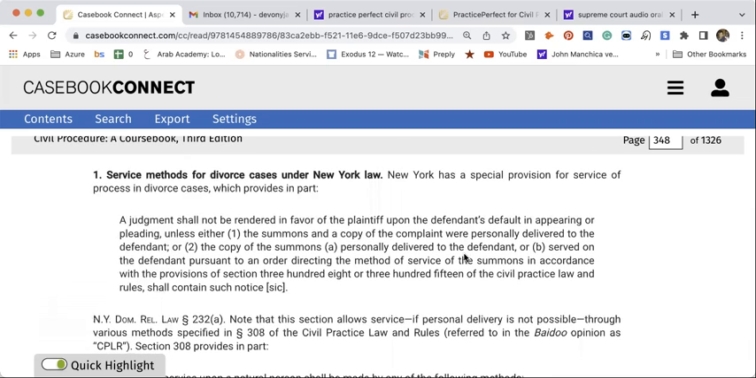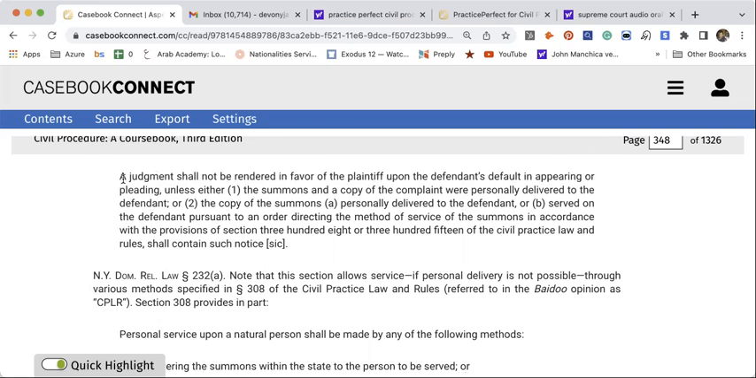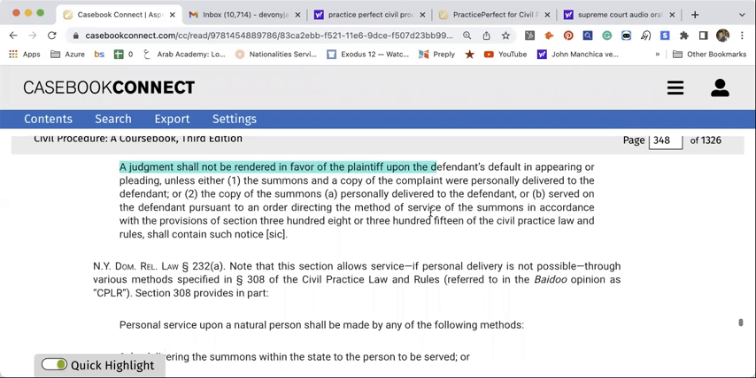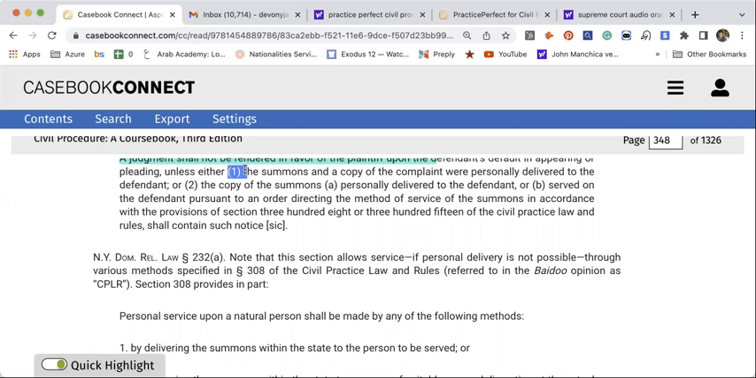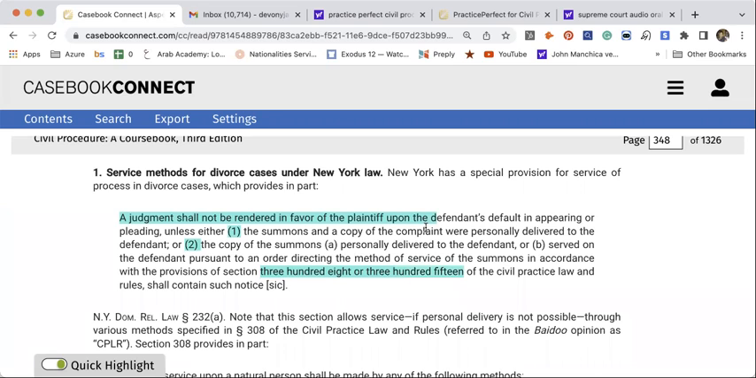New York has a special provision for service of process in divorce cases, which provides in part: a judgment shall not be rendered in favor of the plaintiff upon the defendant's default in appearing or pleading unless 1, the summons and a copy of the complaint were personally delivered to the defendant; 2, the copy of the summons, A, was personally delivered to the defendant or served on the defendant pursuant to an order directing the method of service of summons in accordance with the provisions of section 308 or 315 of the Civil Practice Law and Rules.